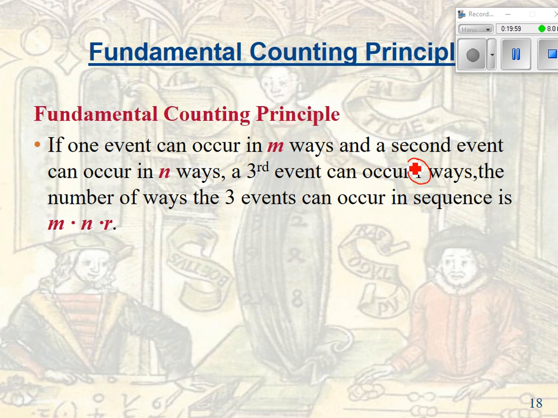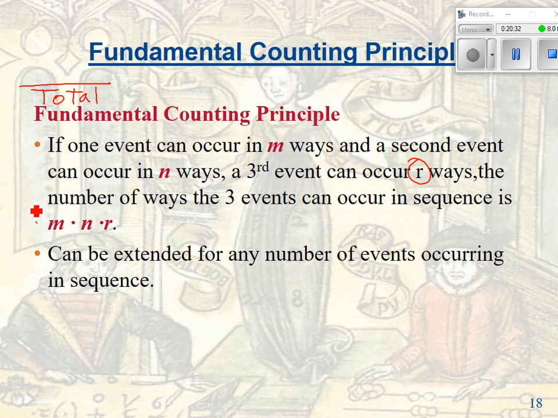I know that it probably doesn't make a whole lot of sense there, but I'm going to show you some examples and it's not very difficult. And again, all this is doing every time is telling us that total, how many possible ways can this event occur, that bottom number of our fraction. It can be extended, you don't really need to write this down, just know this. It can be extended for any number. It doesn't just have to be 2 or 3, it can be 50 events.